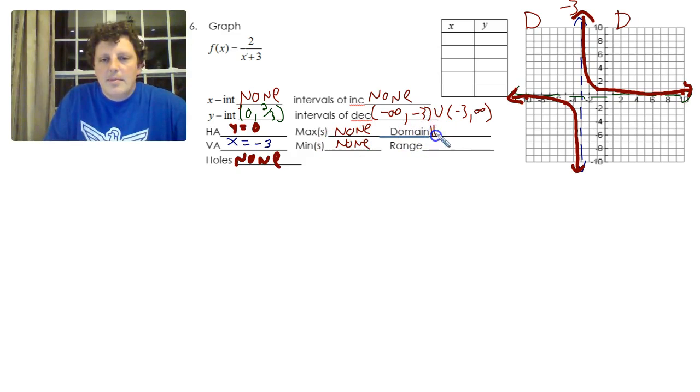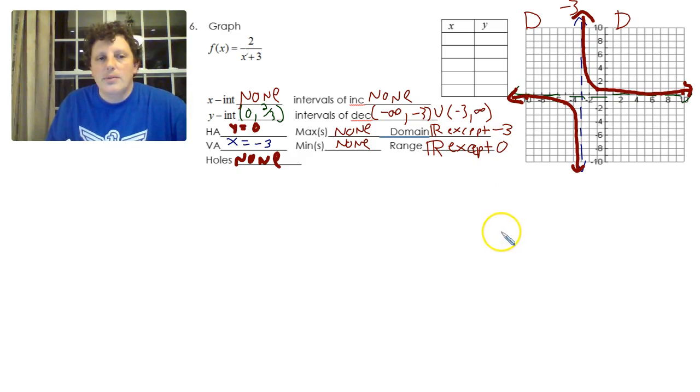The domain is going to be all real numbers except for -3. That is the x value limitation. And the range is going to be all real numbers except 0, which is the limit on the y values.